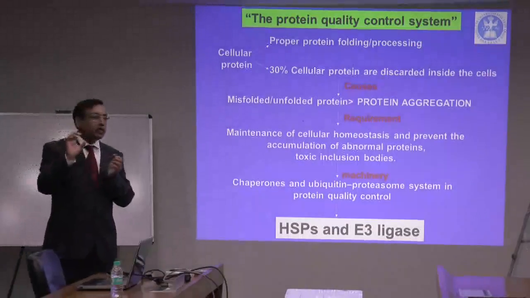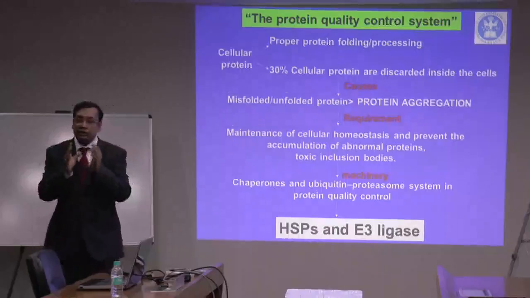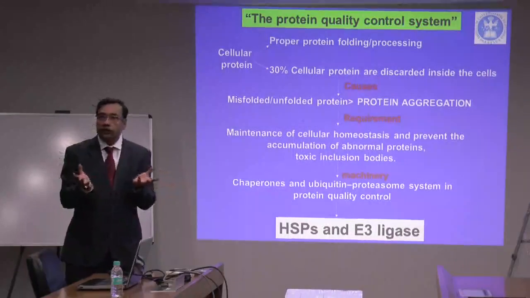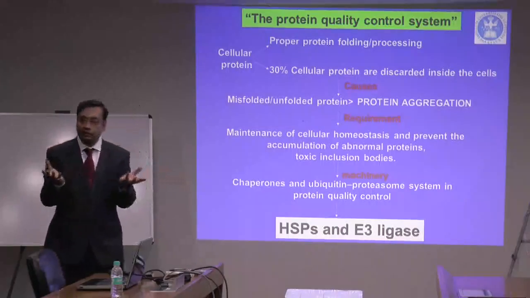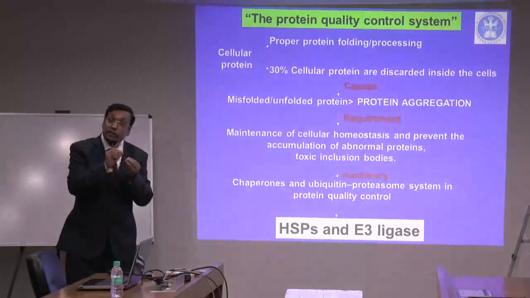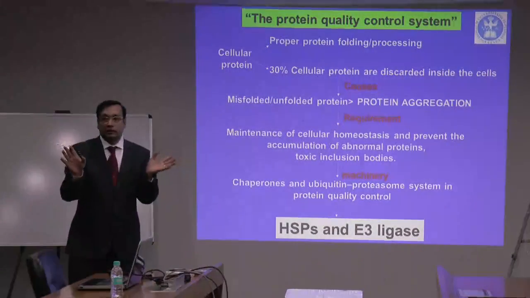And that polyubiquitin chain has a peculiarity: it only binds at certain residues. The most important are the K48 and K63 lysine residues. So this polyubiquitin chain binds to a protein which has to be discarded, and then it is cleaned.